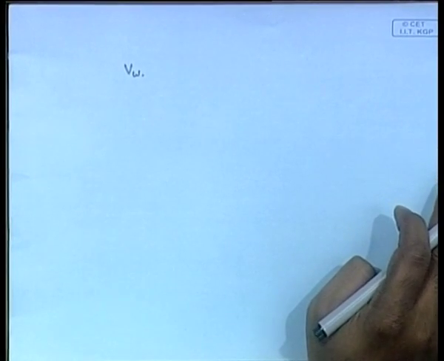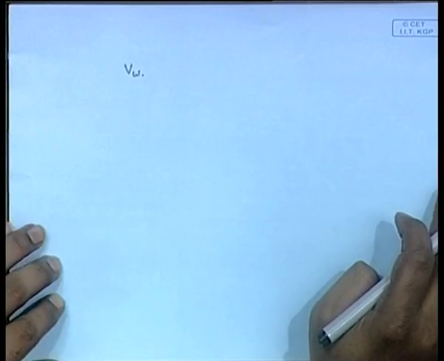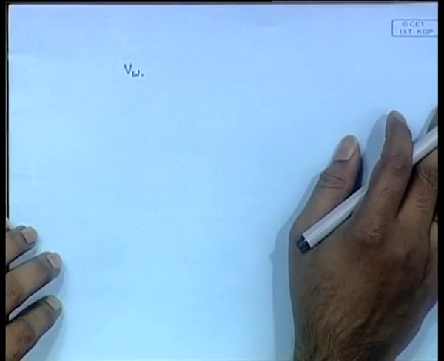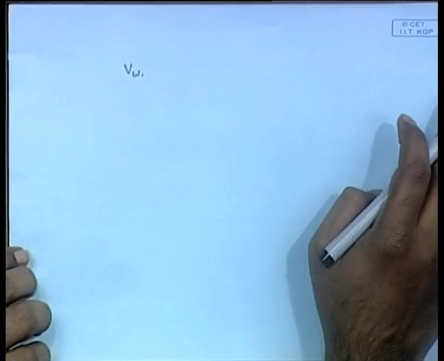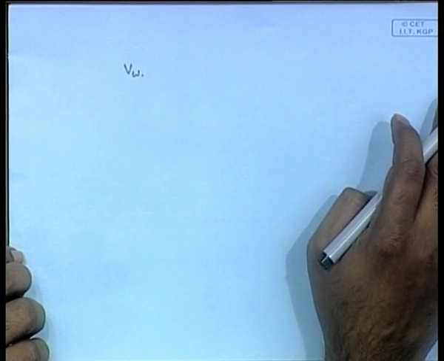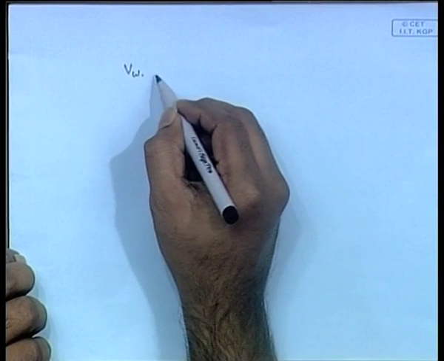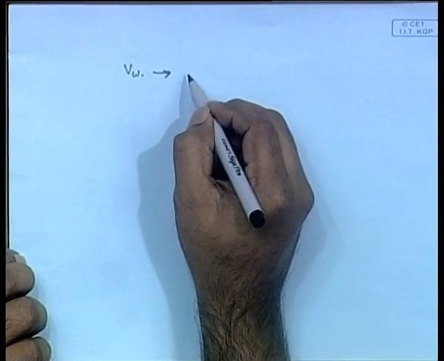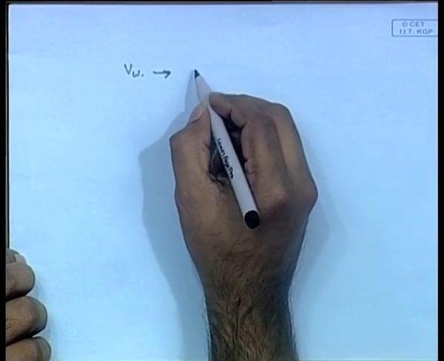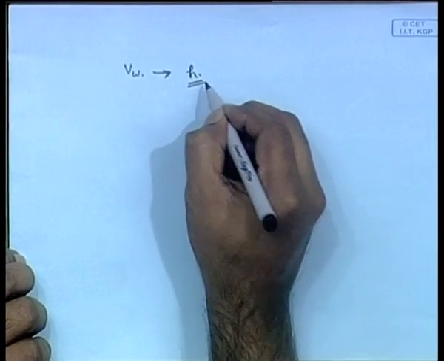So, here what we are saying as VW, this is again a little bit out of hydrostatics, we are going slightly into fluid dynamics. So, we have here VW, the wind velocity, which is usually talked about as the wind velocity at any height h.